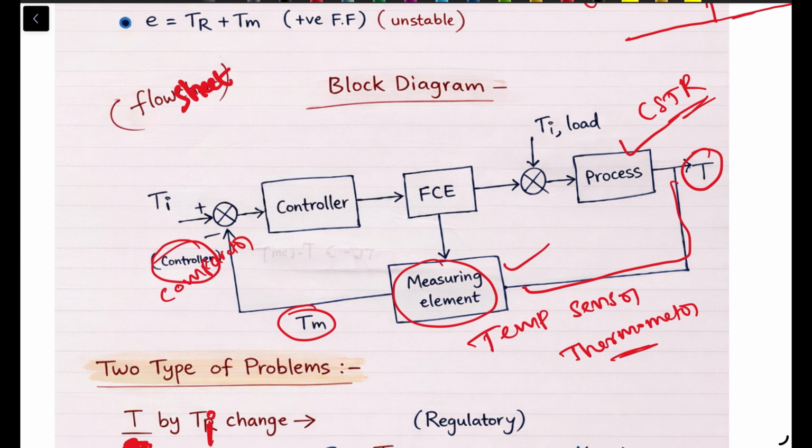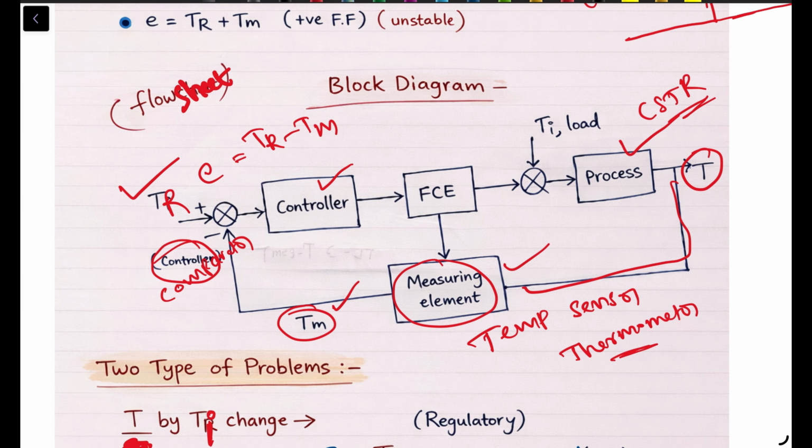This comparator compares two signals. One is the set point TR, which is the desired temperature, and the other is Tm, the measured temperature. The difference between these two values is called error. Error equals TR minus Tm. This error signal tells the controller how far the system is from the desired conditions, and it is sent to the controller.